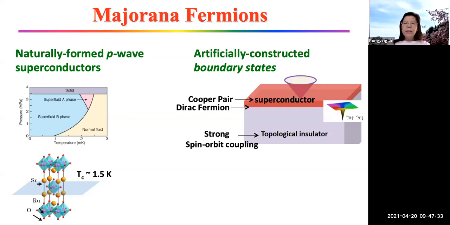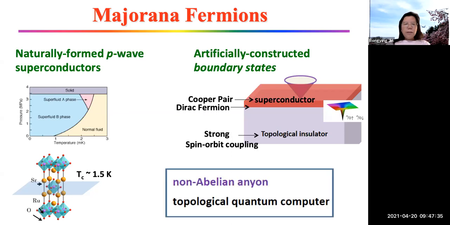All right, so the most important thing is this is a special type of, we call, quasi-particle, and that would be extremely attractive for topological quantum computer applications.